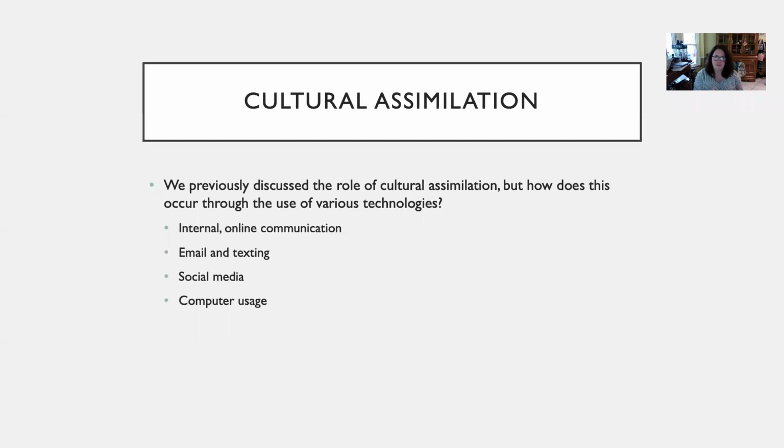One of the first things that will help us tie this all together is how we talked about cultural assimilation in the workplace, right? This is the process of learning the norms, the rules, the policies of the organization that you start in. But how do we use technology to also assimilate or get used to those rules and practices in our workplace? There are a lot of different ways that technology is used today.